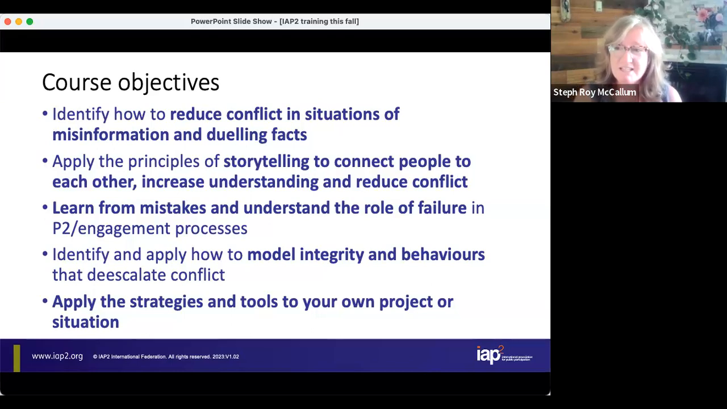We'll learn from mistakes and we'll understand the role of failure, because failure almost always happens in engagement, but it for sure happens in conflict situations. And then we'll model integrity and behaviors that de-escalate conflict and look at it from a leadership perspective. And then we'll apply the strategies and tools to your own project or situation.